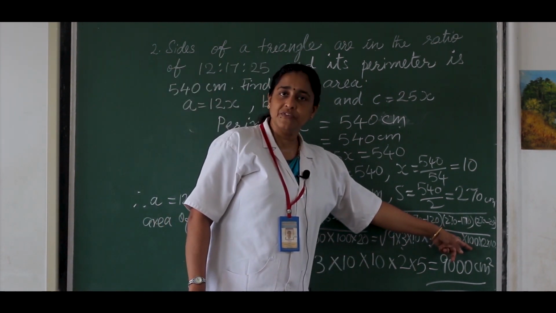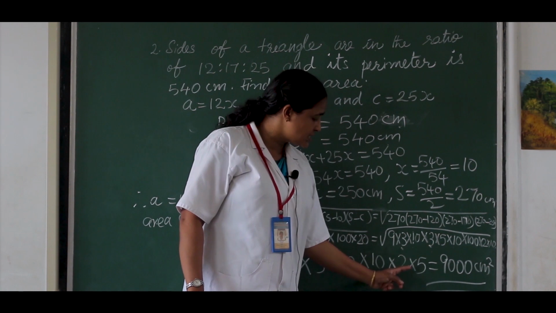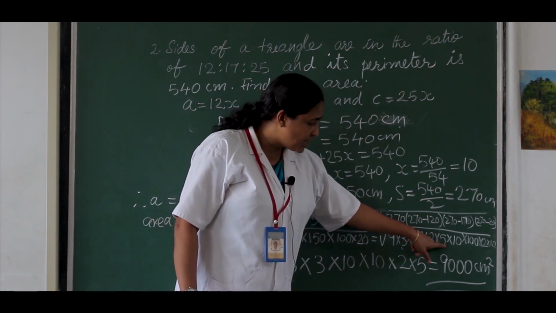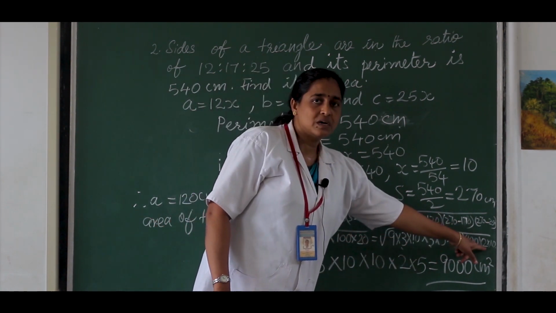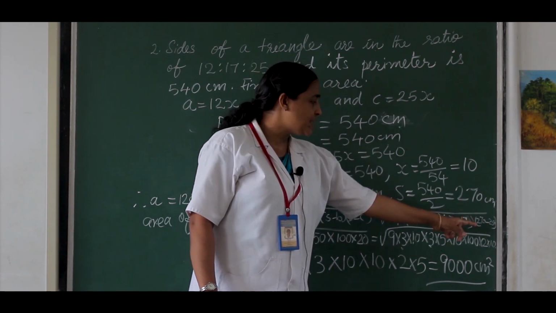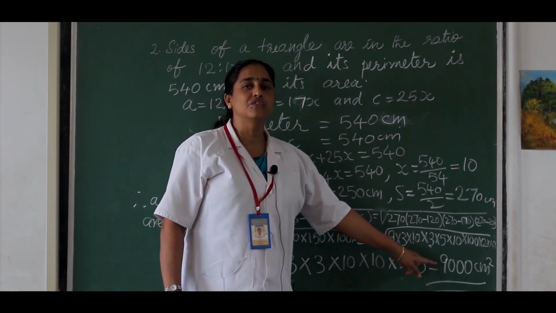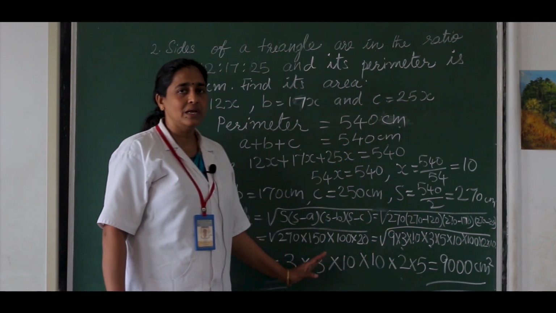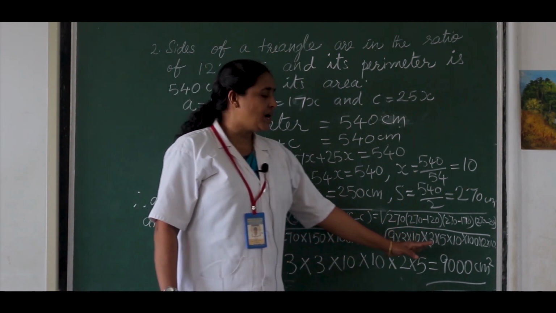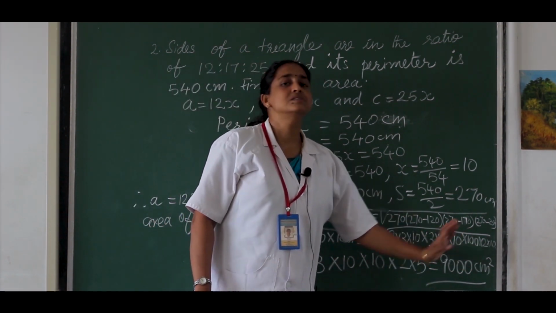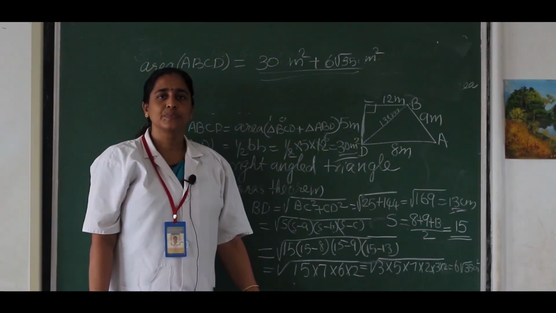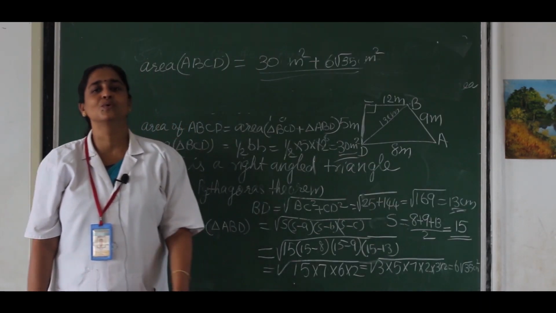Again, 100 is a perfect square and its root is 10. Then one 5 is there, 2 is there and 10 is there. From that we can take 2 into 5 outside. So finally, while multiplying this, we are getting 9000 centimeters square. Okay, thank you. We will see you next class.